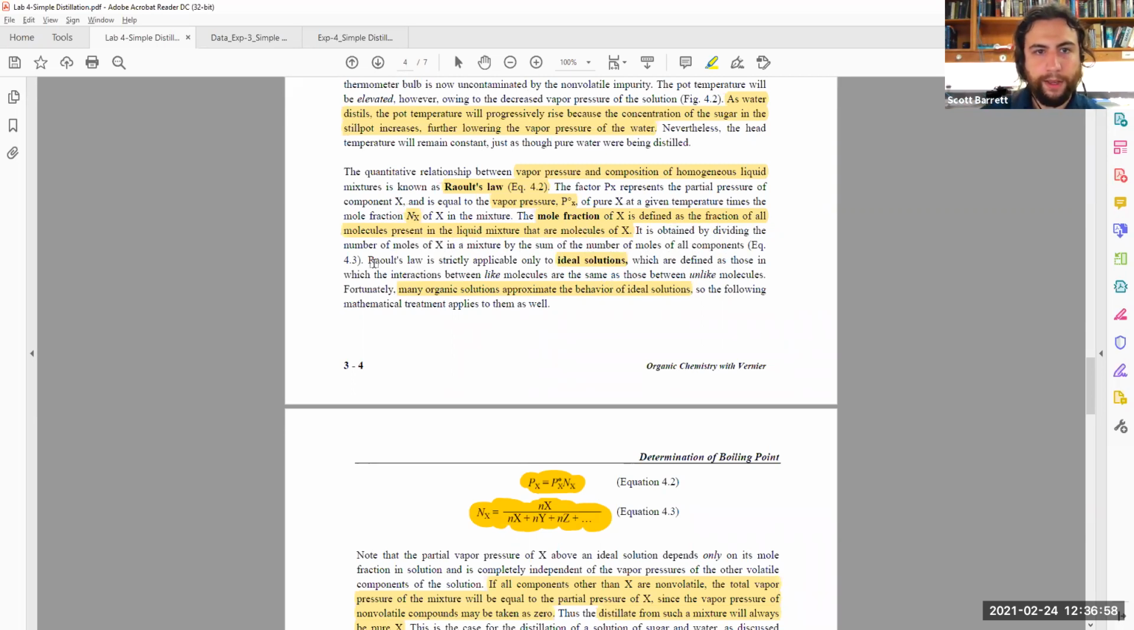entire system. And Raoult's law is strictly applicable only to ideal solutions, and we just approximate that everything that we perform in lab is this ideal solution for calculation's sake. There are more advanced derivatives going forward into physical chemistry if you have to take that class, but we'll only keep it very simple here and make it that fortunately many organic solutions approximate the behavior of ideal solutions. So just keep that in mind, that we'll be utilizing equation 4.1, Dalton's, 4.2, which is Raoult's law, and then equation 4.3, which is the mole fraction equation in order to solve for your mole fraction.